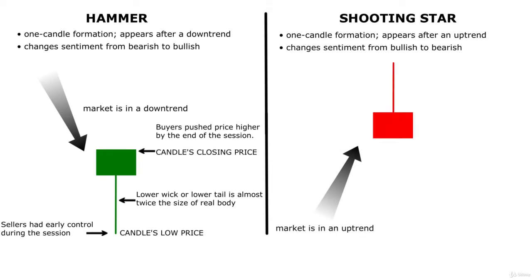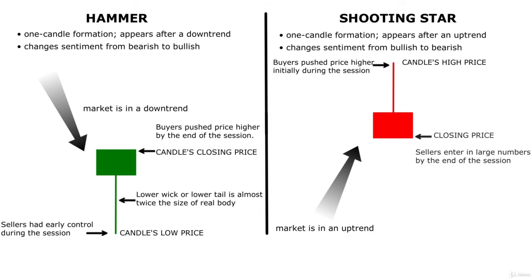A shooting star on the other side brings a pause to the buying strength as the buyers were able to push prices higher early in the session before sellers are able to close the session well below the opening price of the candle. The upper tail or wick of the shooting star candle is usually more than twice the size of the real body of the candle.